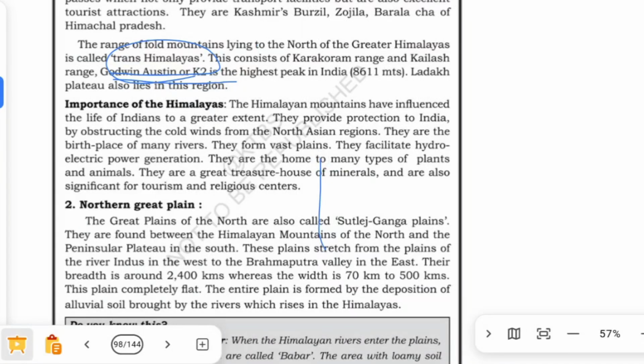And the importance of Himalaya. They may ask you in the exam, what is the importance? Why is the Himalaya very crucial for India? Because it provides protection to India by absorbing the cold wind from the northern Asian region. They are the birthplace of many rivers, perennial rivers and non-perennial rivers. You will understand that perennial rivers flow the entire year. And there is vast plateau and hydroelectric power generation. They are home to many plants and animals. They are a great treasure house of minerals and are also a significant tourist place. So if everything is there, definitely a tourist place.